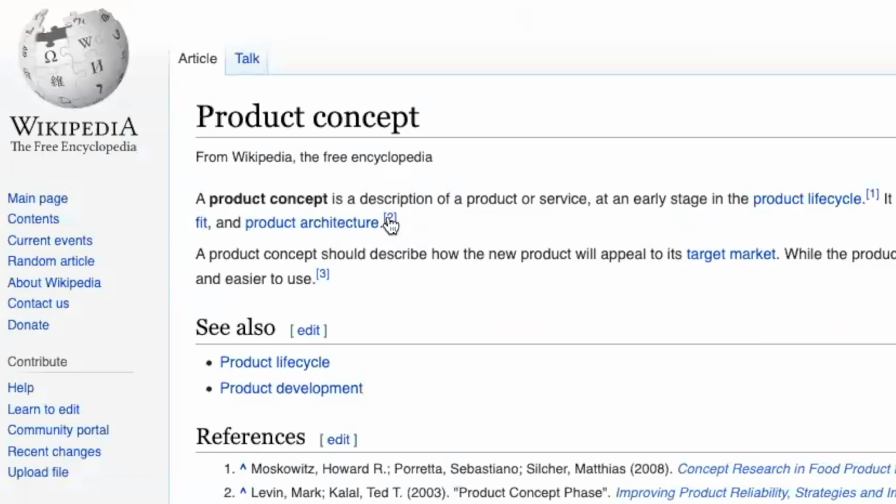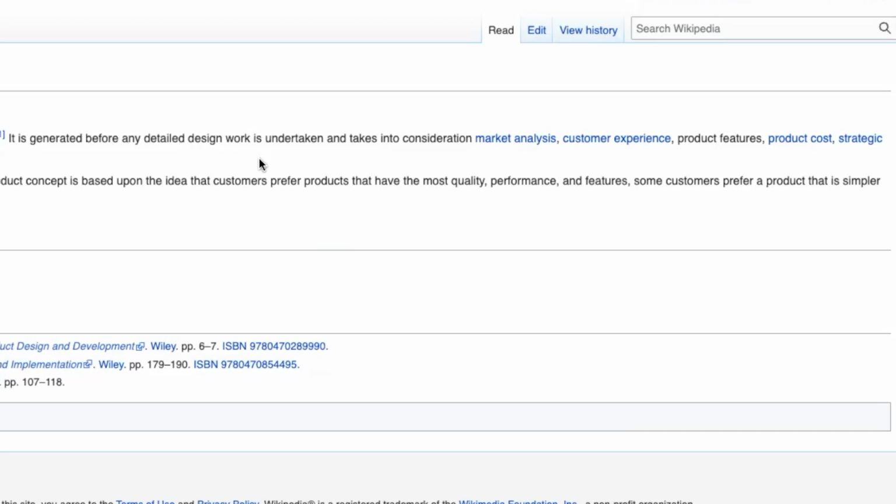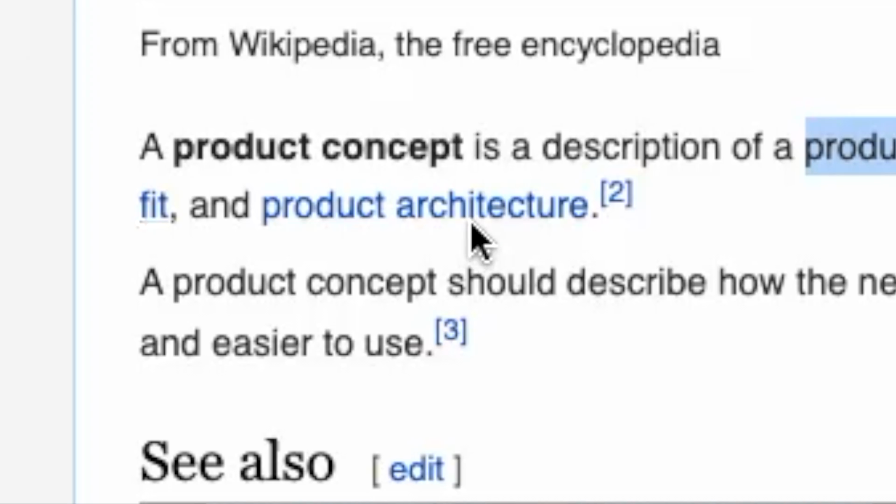A product concept is a description of a product or service at the early stage in the product lifecycle. It is generated before any detailed design work is undertaken and takes into consideration market analysis, customer experience, product features, product cost, strategic fit, and product architecture. Now that's what Wikipedia says, and I actually would agree with that.